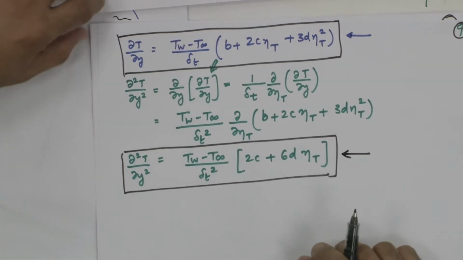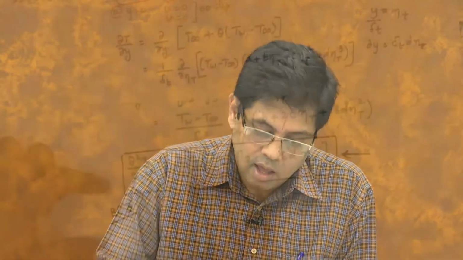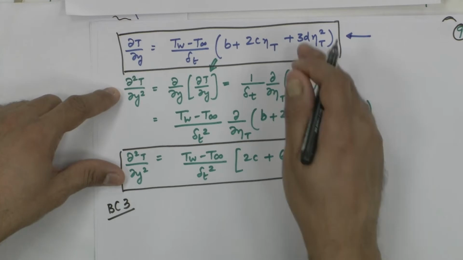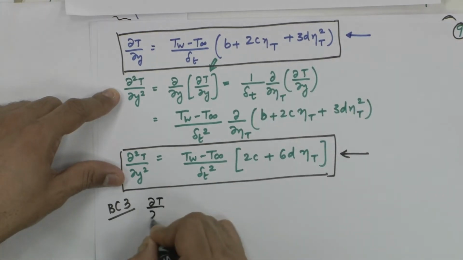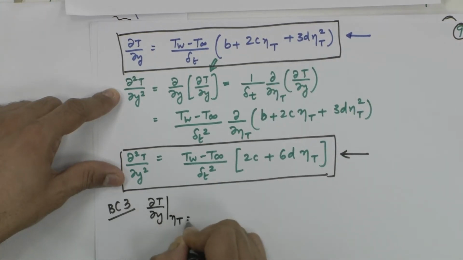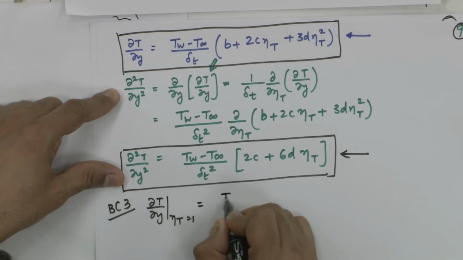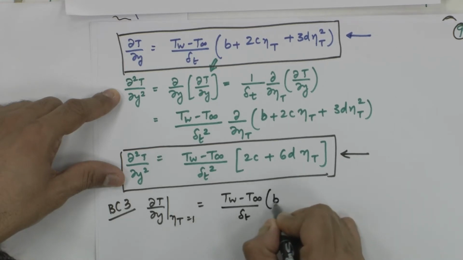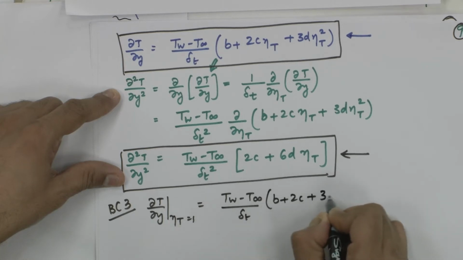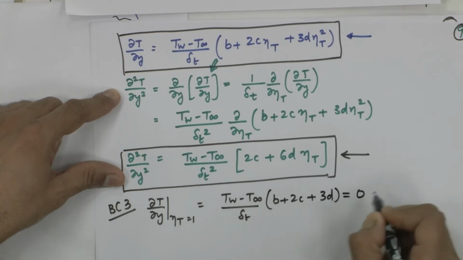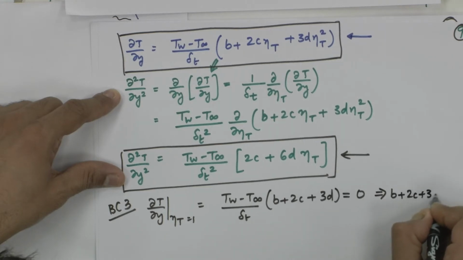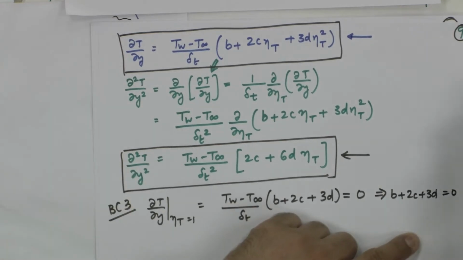So, I use the third boundary condition. BC3 is dT by dy at eta t equal to 1. Substitute: dT by dy at eta t equal to 1 is nothing but (T wall minus T infinity) by delta t times (b plus 2c plus 3d) equal to 0, which means b plus 2c plus 3d equal to 0.